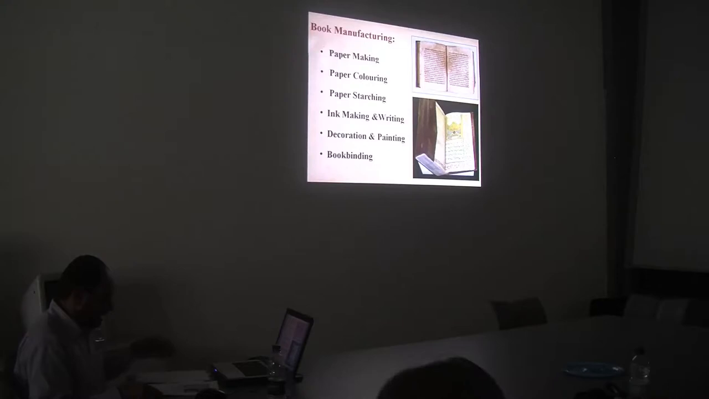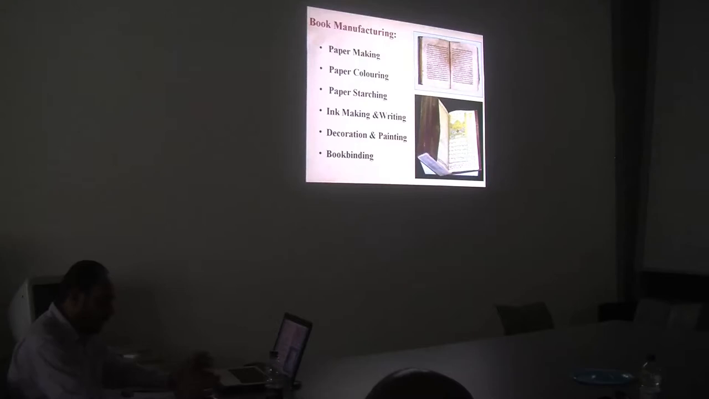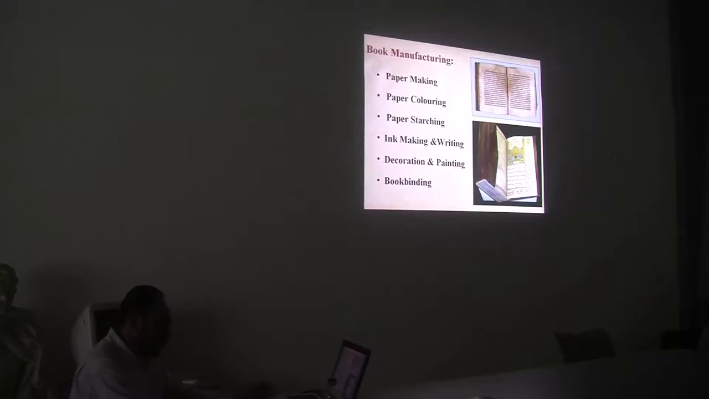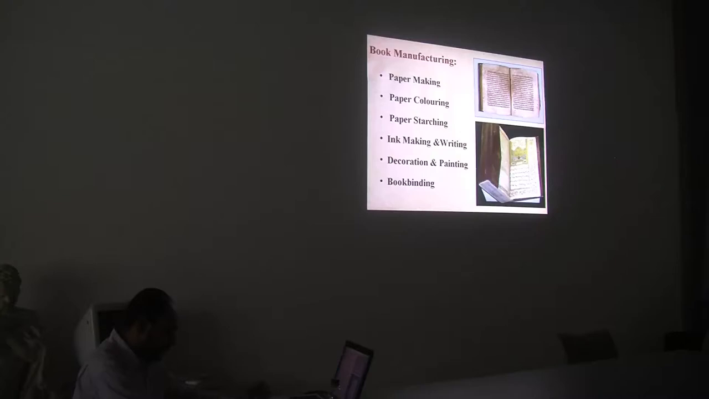Before talking about paper dyeing, let us first have a look at the big picture and explore the process in total, which is about book manufacturing in general. And of course, paper dyeing was a part of this process. In the Islamic medieval era, the process of book manufacturing started with paper making, then paper coloring, then paper starching, then ink making and writing, and then decoration and painting, and finally book binding.